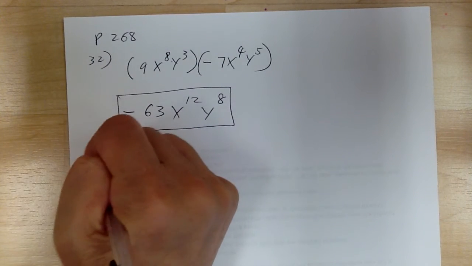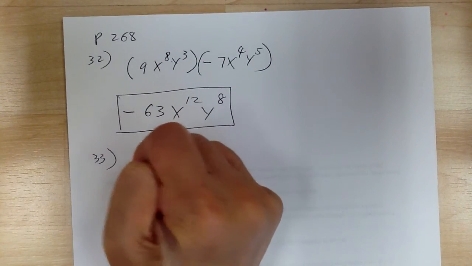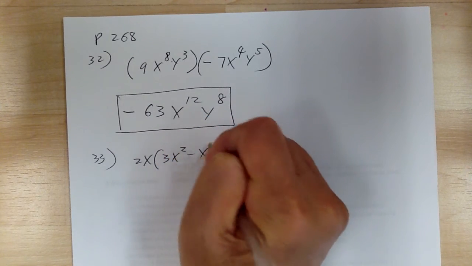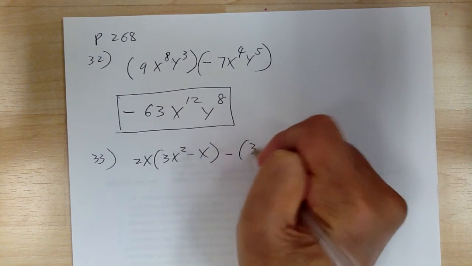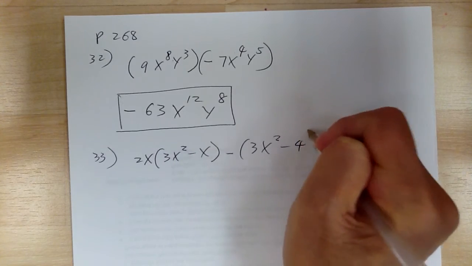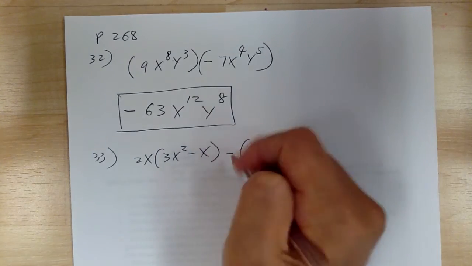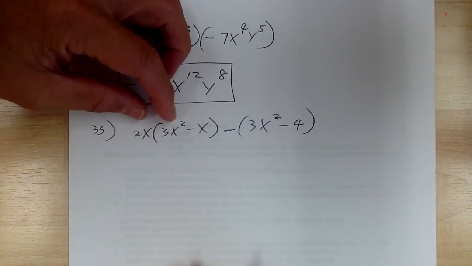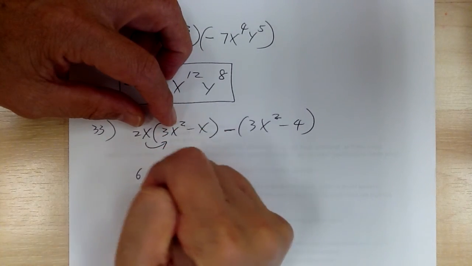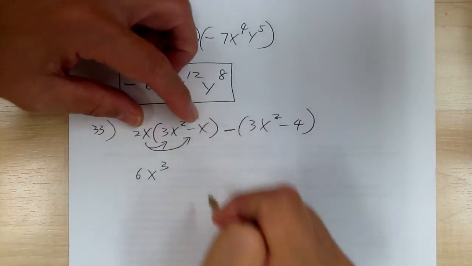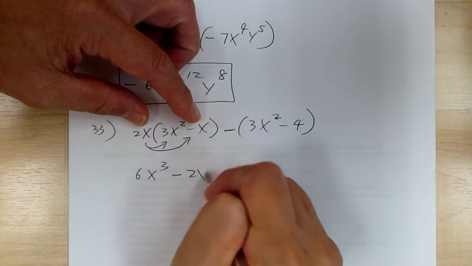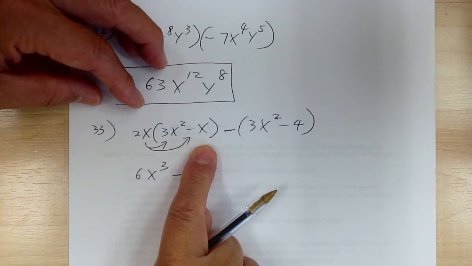Okay, let's go to 33. You have 2x times 3x squared minus x minus 3x squared minus 4. So now you have parentheses, right? So you need to work it out. You need to multiply out. So distribute. So you got 6x to the 3. Multiply. Again, you have to know how to distribute. So minus 2x squared. So that gets rid of the parentheses.